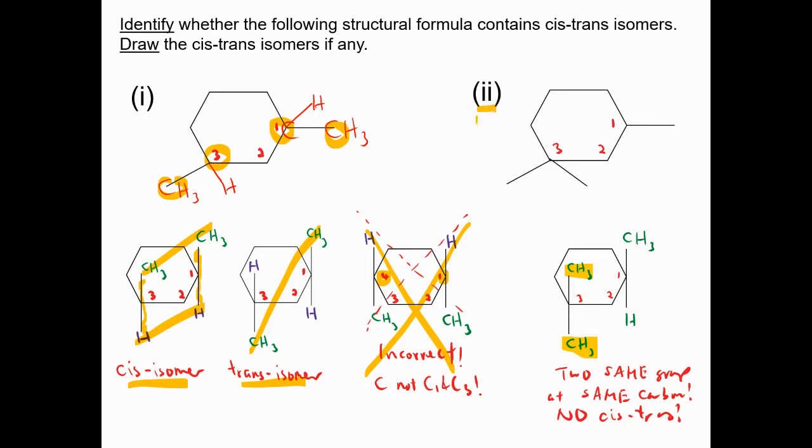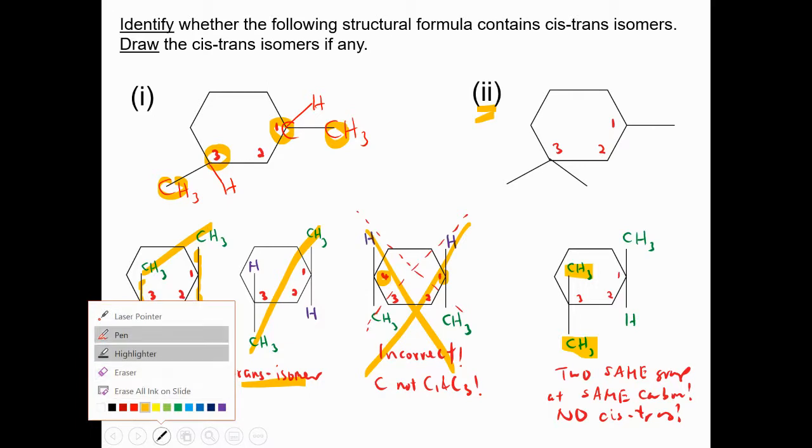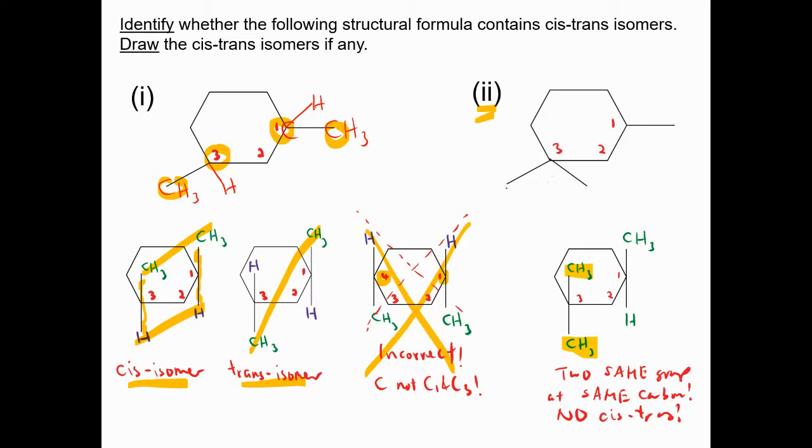Now let's look at number 2. Is there any cis-trans? What we do here is write down what we have. This is CH3, if skeletal structure, CH3. Then this is also CH3. Now we have 2 same groups attached to the same carbon. So there will be no cis-trans.